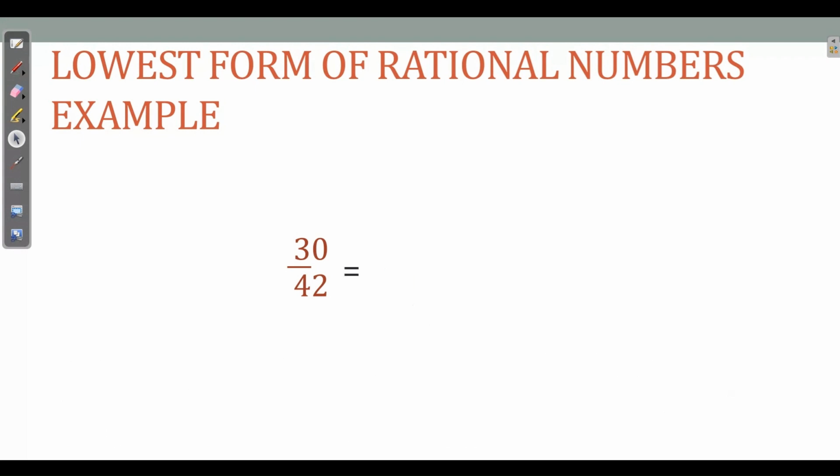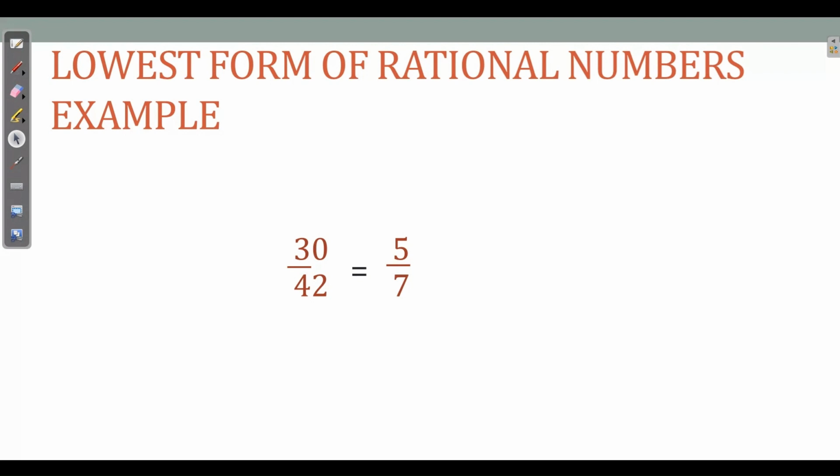The numerator can be expressed as 2 into 3 into 5, that is 30. Denominator is like 2 into 3 into 7, that is 42. So, in both the numerator and denominator, 2 into 3 is common. So, 6 is the HCF of both numerator and denominator. So to get the lowest form, we have to divide them with 6. 30 divided by 6 is 5 and 42 divided by 6 is 7. So 5 by 7 gives the lowest form of rational number for 30 by 42. So in this way, we can get the lowest form of the rational numbers.